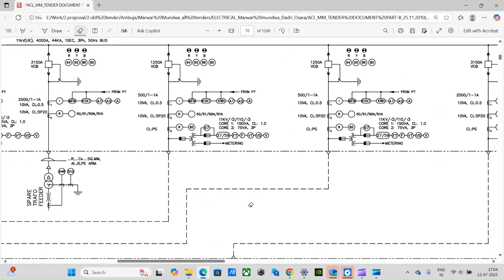I think that is enough for today's video, and I'll prepare another video on how to find out the LT loads and how to design the LT side distributions.